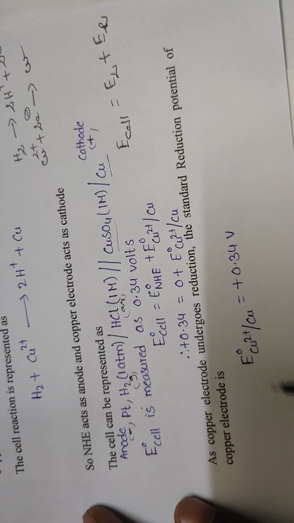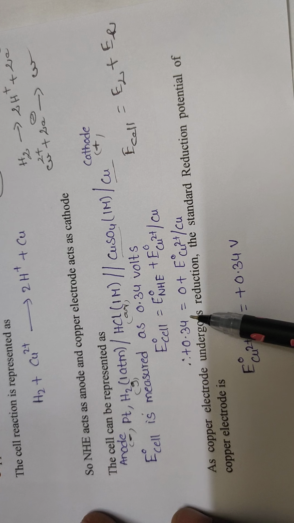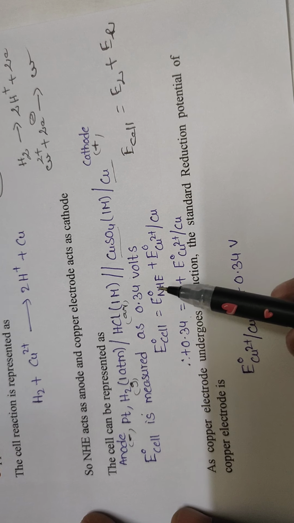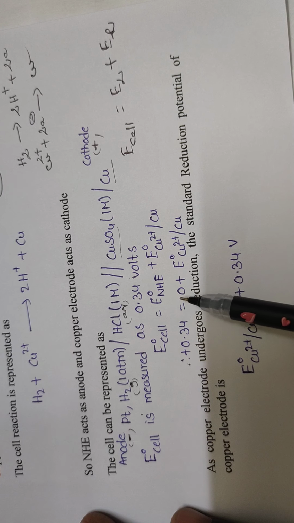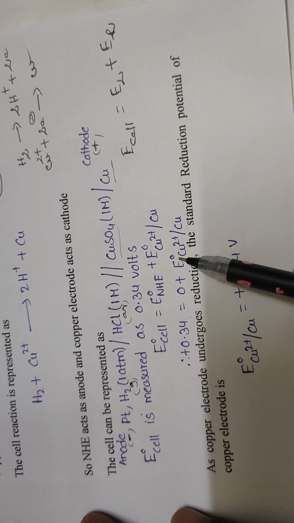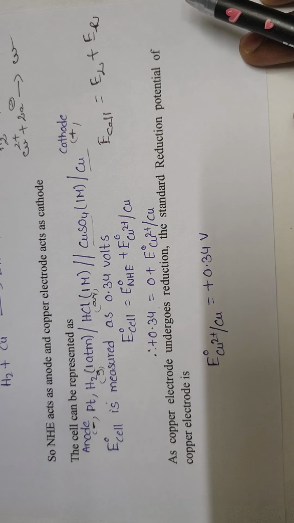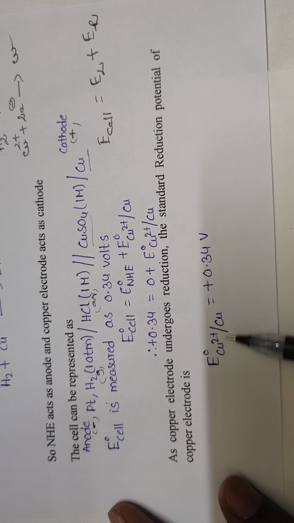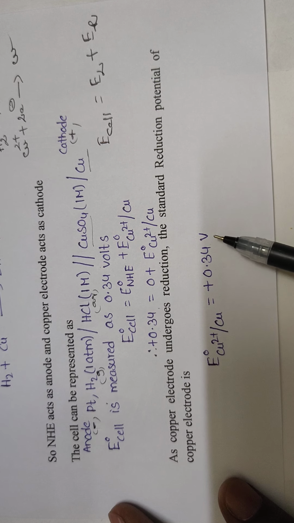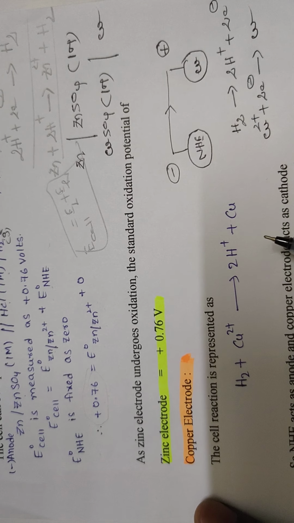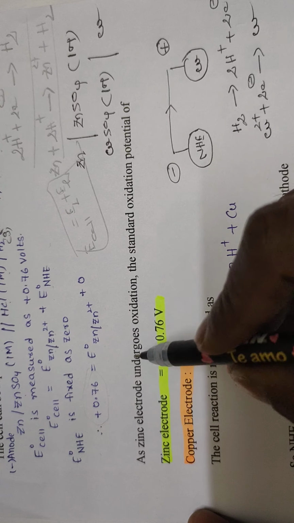So here the potential developed is 0.34 volts. In the normal hydrogen electrode, the oxidation potential or reduction potential is arbitrarily fixed as 0. So that is why E Cu2+/Cu equal to 0.34 volts. Okay, as the copper electrode undergoes reduction, the standard reduction potential of the copper electrode is E Cu2+/Cu equal to 0.34 volts.